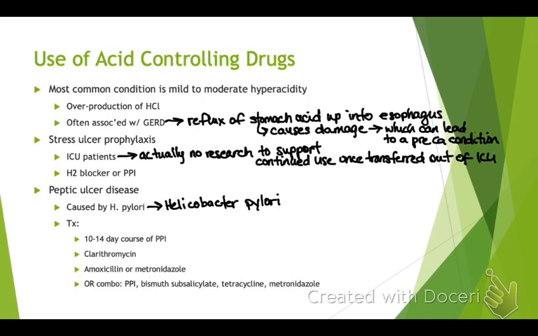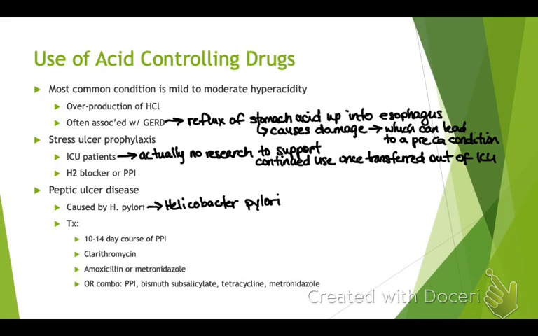Usually, for the most part, we do continue them on these meds once they get transferred out, but there is no research to support the continued use. It's just been kind of what we've been doing in practice. Another reason for stress ulcer prophylaxis is an H2 blocker, or a PPI, and this is going to help to block this hydrochloric acid and the histamine that's being produced by your stomach. So it's going to help prevent, and also because you won't have that hyperactivity or hyperstimulation of the hydrochloric acid. We use it for peptic ulcer disease.